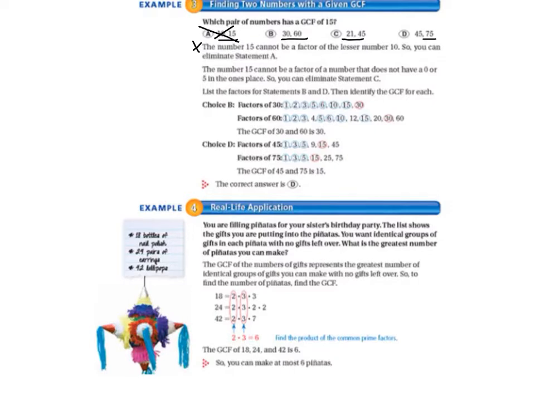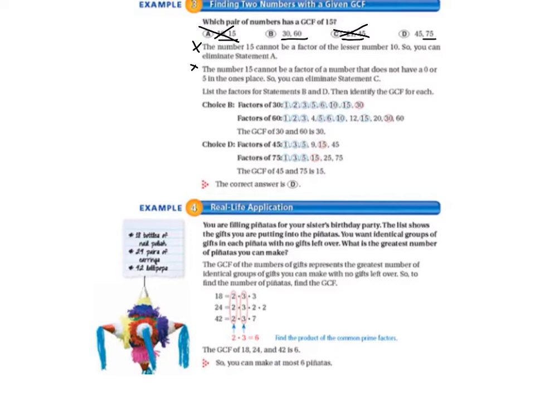The number 15 cannot be a factor of a number that does not have a 0 or 5 in the ones place. So if you think about the multiples of 15, 15 times 1 is 15, 15 times 2 is 30, 15 times 3 is 45, and so on. So everything ends in a 5 or a 0. So you can eliminate statement C because 21 doesn't work. So we're left with B and D.